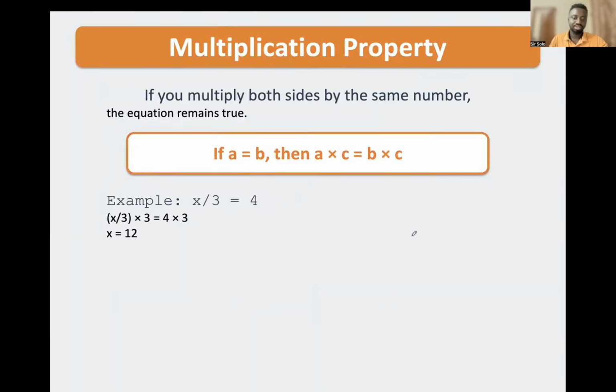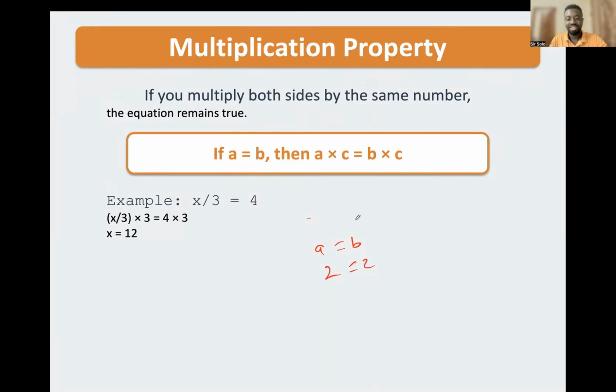Now let's talk about multiplication. So if A is equal to B, then A times C is equal to B times C. And that's a very simple graph. So A should be equal to B in this end.